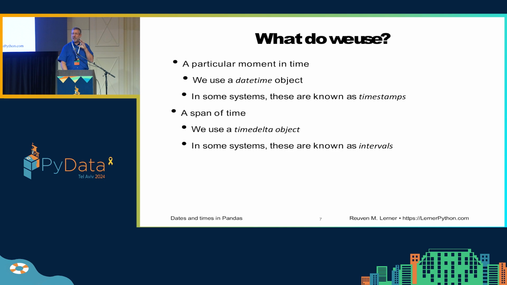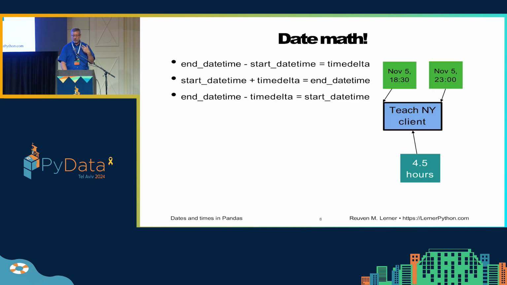Now, once we understand these two things, then we can start to do date math. So if I have something starting at a particular time and something ending at a particular time, then I have those two timestamps, those two datetime values, and the time between them is an interval, is a timedelta. And then I can do date calculations. I can say, well, the end datetime minus the start datetime gives me a timedelta. Or I can say the start datetime plus the timedelta equals the end datetime. Or I can say the end datetime minus the timedelta is the start datetime.